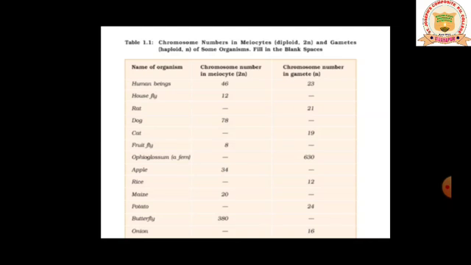So by seeing the meiocyte, you can write the chromosome number in gametes, or by seeing the chromosome number in gametes, you can easily write the meiocyte. Usually in the exam, they will ask you what is the meiocyte number of a particular organism in CET.